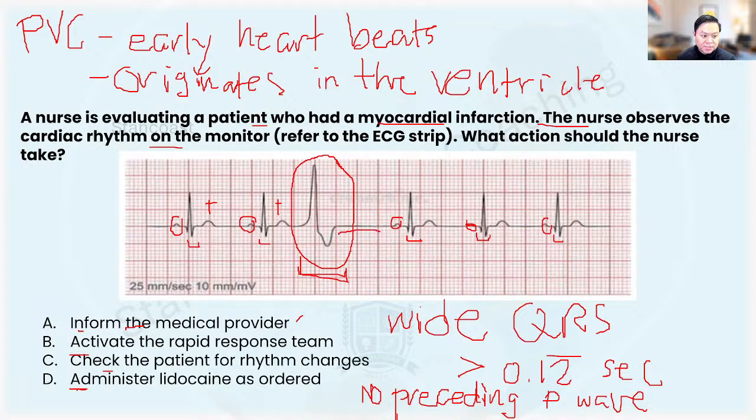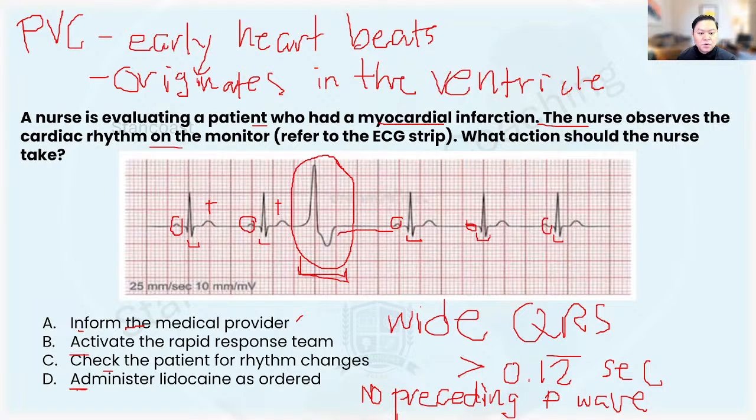Look at this. That is a very lengthy pause right here, where you can see a straight line. So this is what we call a compensatory pause. That is going to follow after the premature ventricular contraction. So this will allow the heart to reset.